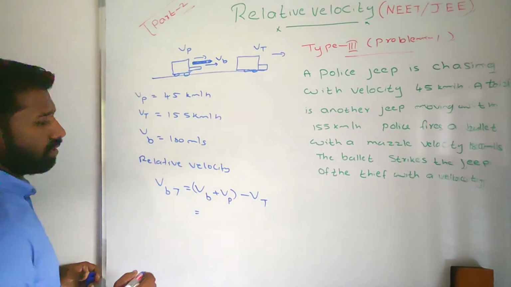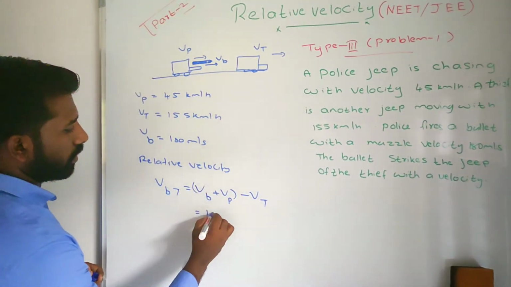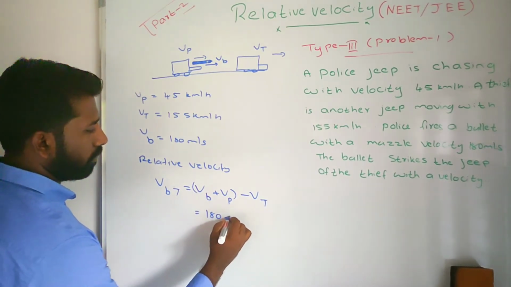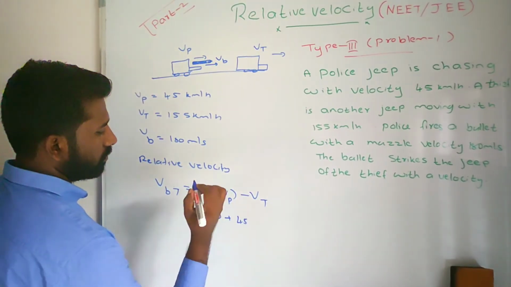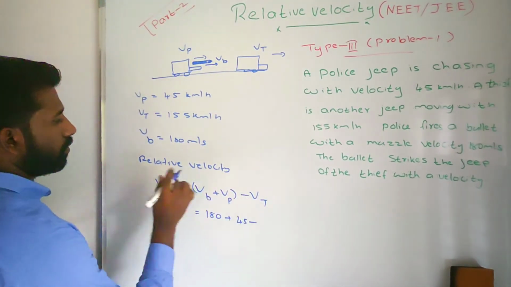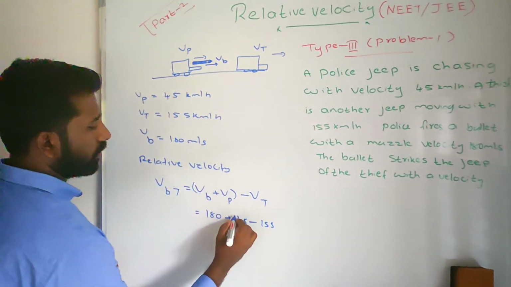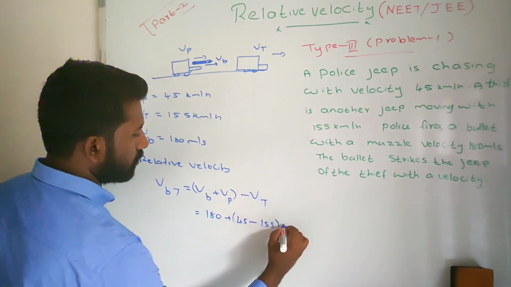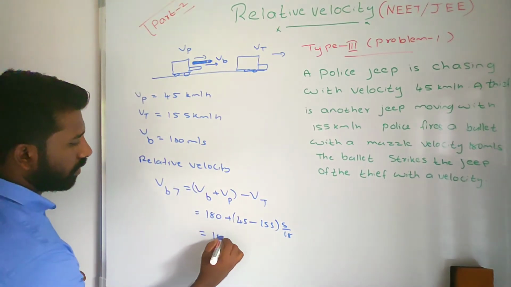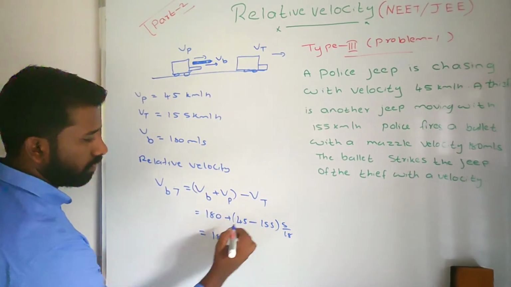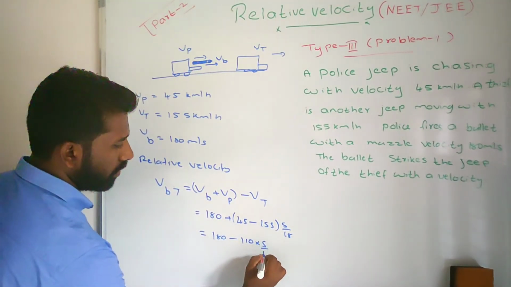Now what about the velocity of the bullet that we have to take? We got it as 180 meter per second plus the velocity of the police person, that is 45, minus the velocity of the thief, that is 155. These two are in kilometer per hour, so we can convert by multiplying by 5 by 18 to get meter per second. So 180 plus 45 minus 155, that is 70 into 5 by 18.